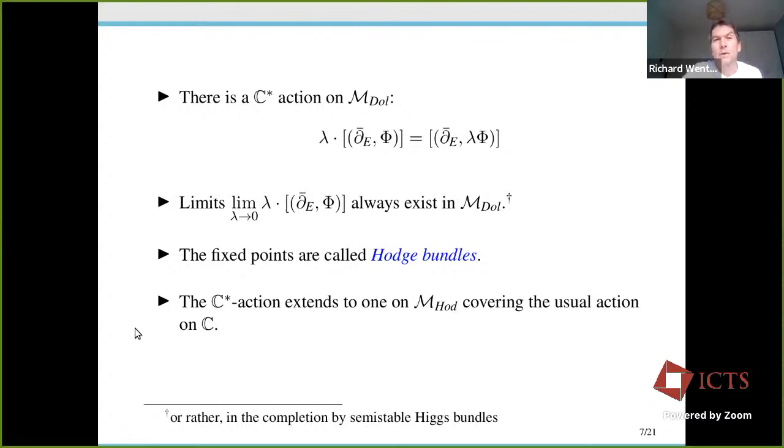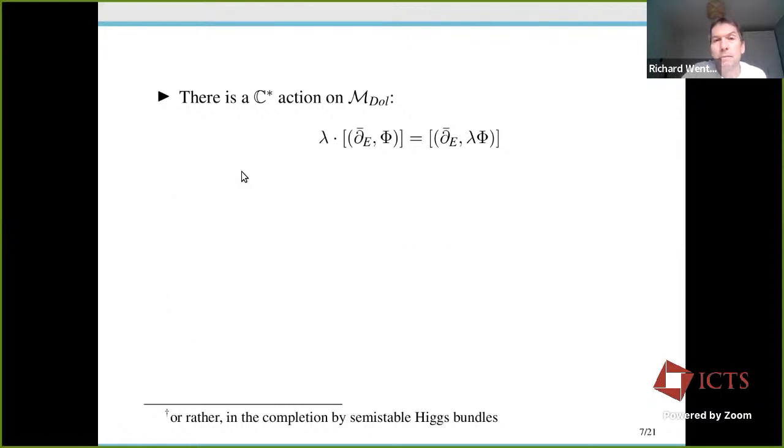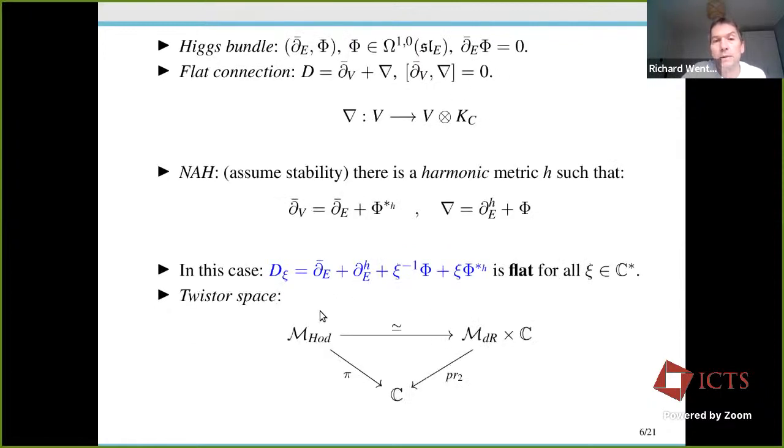Okay. So what I'm trying to emphasize here is that on this twistor space, there's two things going on. There's a C-star action that's going to take points in this twistor space to other points over the fiber 0. And then in addition, there are holomorphic sections of the twistor space for every point in the 0 fiber.